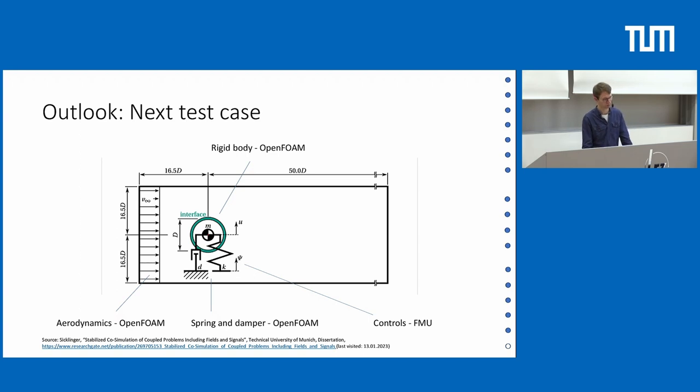Okay. And during the next case, I actually want to get some control algorithm in the simulation. What's the setup here? We have an airflow. In this airflow, we have a cylinder. And the cylinder is mounted upon a spring damper system, which means that when the airflow comes, the cylinder will start to oscillate up and down. And now we want to have some control input to counteract this oscillation so that the cylinder in the end has a fixed Y position. In the setup, most components will be simulated with OpenFOAM, except for the control algorithm, of course, which should be an FMU model.